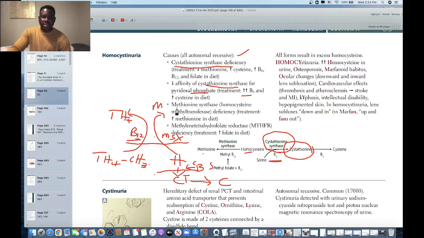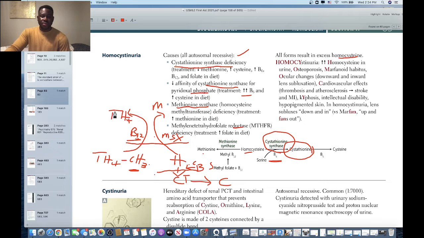Now the next one is methionine synthase, which I explained here. So methionine synthase deficiency also means homocysteine will accumulate. And the next one is methylenetetrahydrofolate reductase deficiency, because here the enzyme that is removing the methyl group and giving it to this is methylenetetrahydrofolate reductase. If it's also deficient, it means we cannot pass the CH3 to B12, and that should make sense. All forms result in excess.